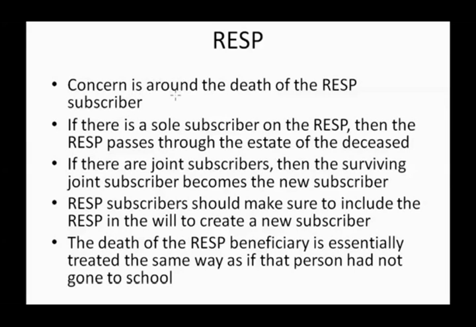Now, what we're looking at here is what happens on the death of the plan subscriber, which is generally the parent, whoever has the parental type relationship with the person who's intended to eventually go to school, the plan beneficiary. So if there's only one subscriber, which is a common enough thing to see, then when that person dies, it has to pass through their estate. And hopefully we have dealt with this in the will.